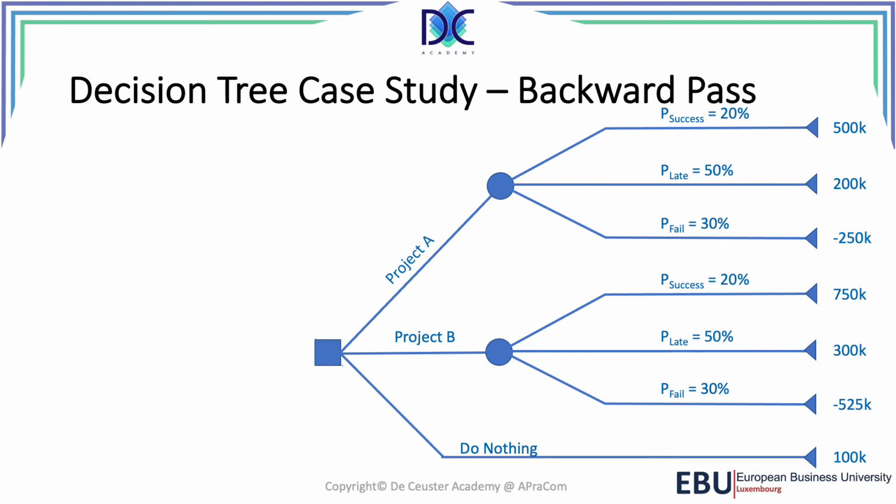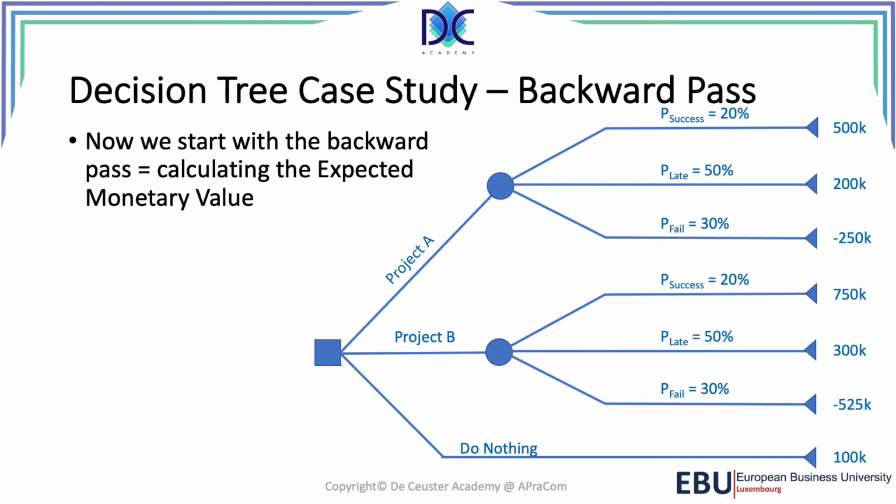Now the next thing is we're going to do the backward pass, and for the backward pass we are going to calculate the expected monetary value. And we start with project A, of course. So basically, when we look at project A, we already know from the previous element that project A gives us an expected monetary value of 125k. But let's have a look. How do we find this in the tree?